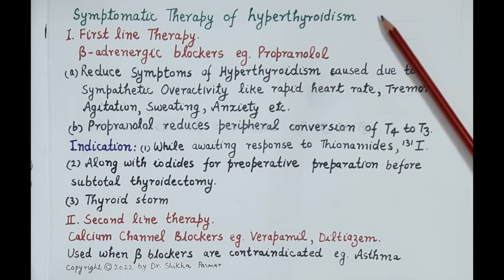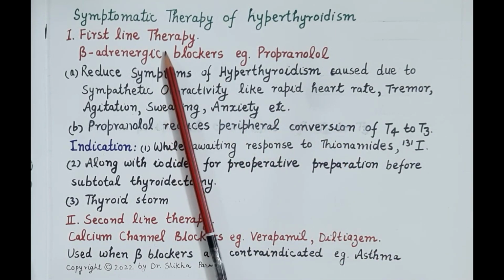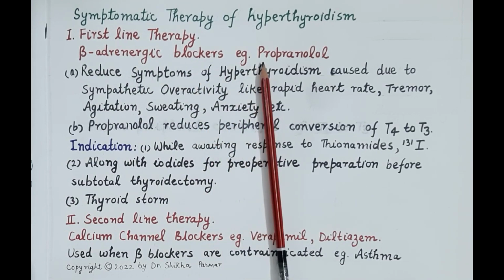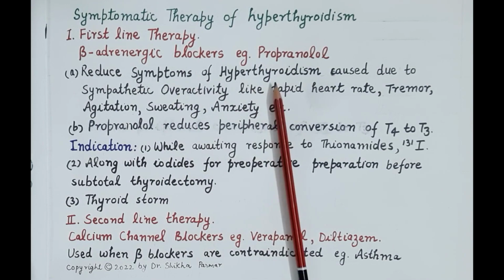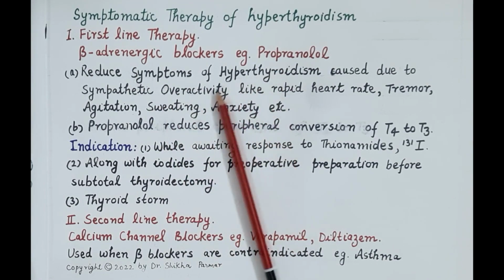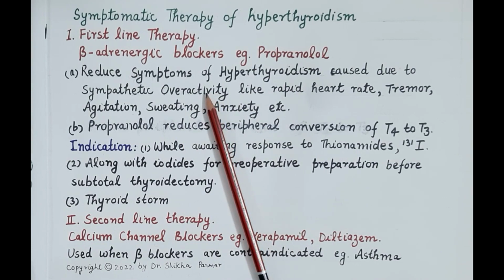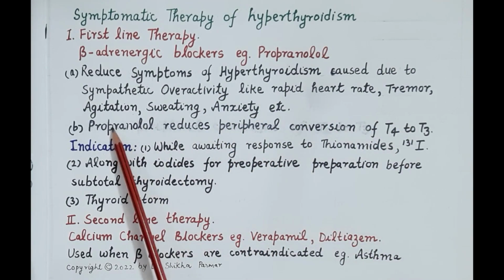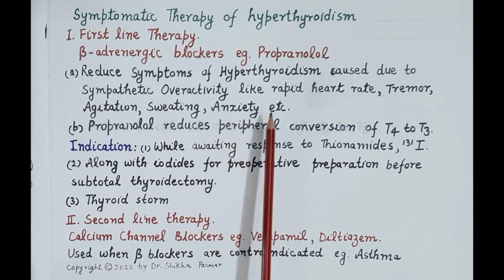So after the standard treatments, let's discuss the symptomatic therapy of hyperthyroidism. First-line drugs that control symptoms of hyperthyroidism are beta-adrenergic blockers, for example, propranolol. Propranolol reduces symptoms of hyperthyroidism caused due to sympathetic overactivity, as these drugs block the sympathetic overactivity. So they are useful in the management of symptoms like rapid heart rate, tremors, agitation, sweating, anxiety, etc.